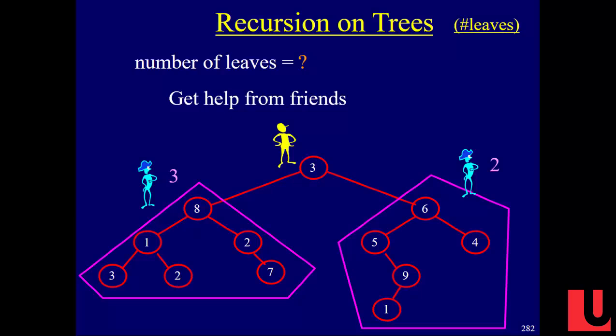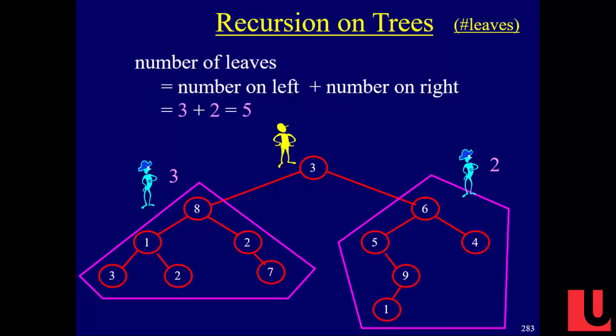What's a leaf, of course? A leaf is somebody who has no children. So this is not a leaf. This is a leaf. So this only has 2 leaves. And what's the total number of leaves? It's the sum, so the number on the left plus the number on the right.